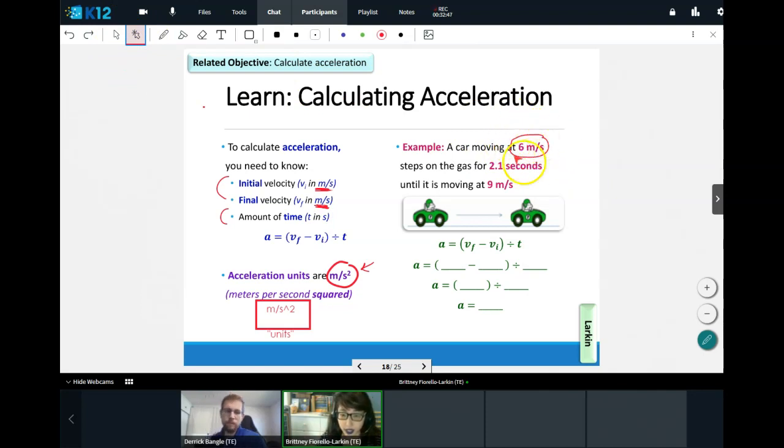So the car's moving at 6 meters per second, steps on the gas until it's moving at 9 meters per second. So 6 meters per second, is that the starting? Yeah, awesome. This is going to be our initial. All right, Jonathan, you still need to stay here because we still do make sure that you are in class the entire time. All right, so this one is going to be our VI, our initial. Now, 2.1 seconds. Seconds is what? Tell me in the chat box. Seconds is our unit for what?